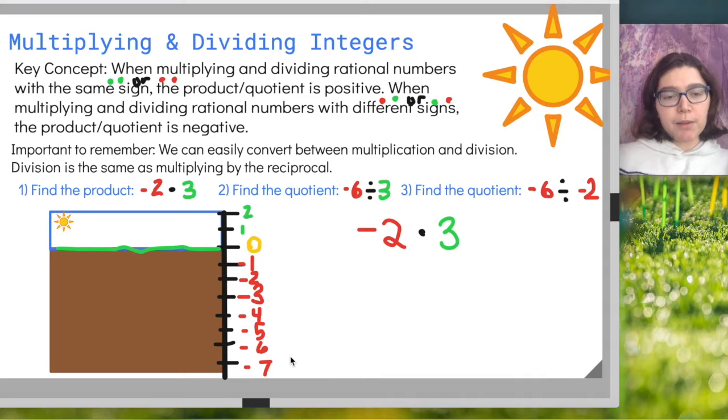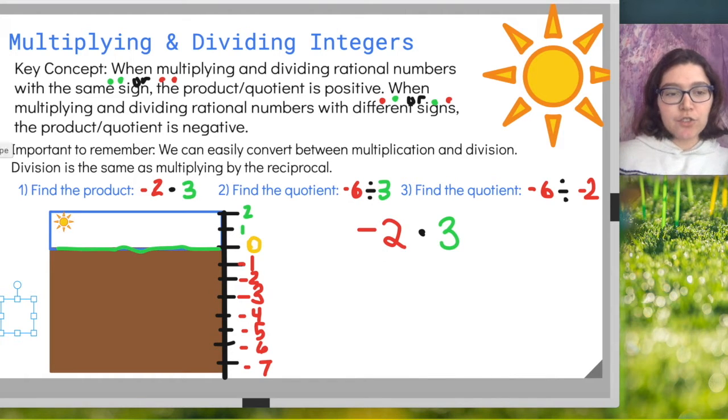So for our first problem, we're going to be finding the product. Again, the product is the answer to a multiplication problem. And we're going to find it of negative 2 times 3. So I'm going to represent it on the DIRT model to find one way of figuring out what that product is. So we want to represent it here.